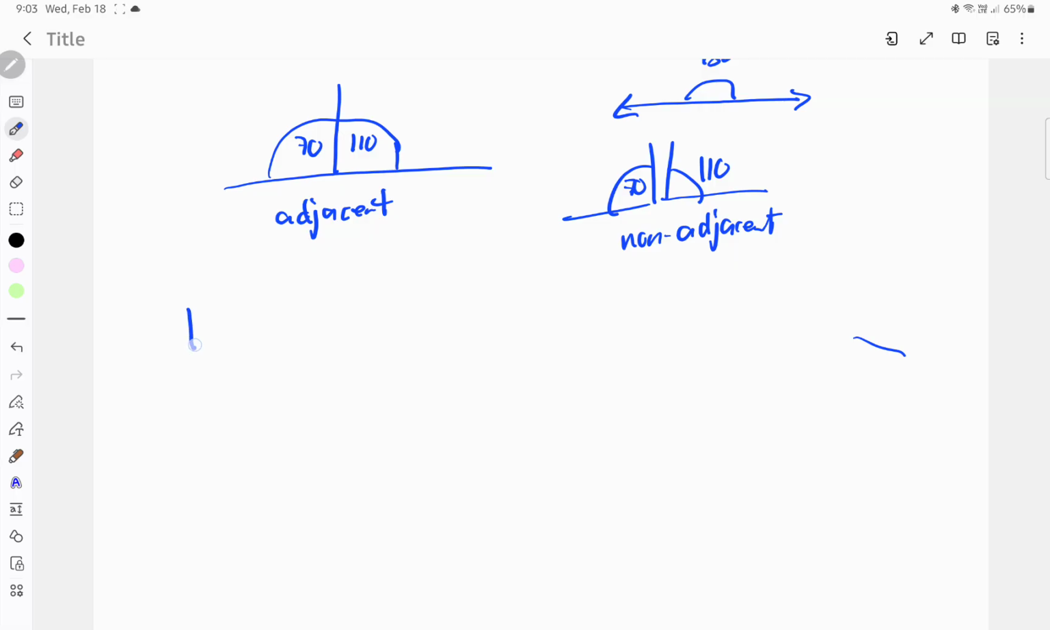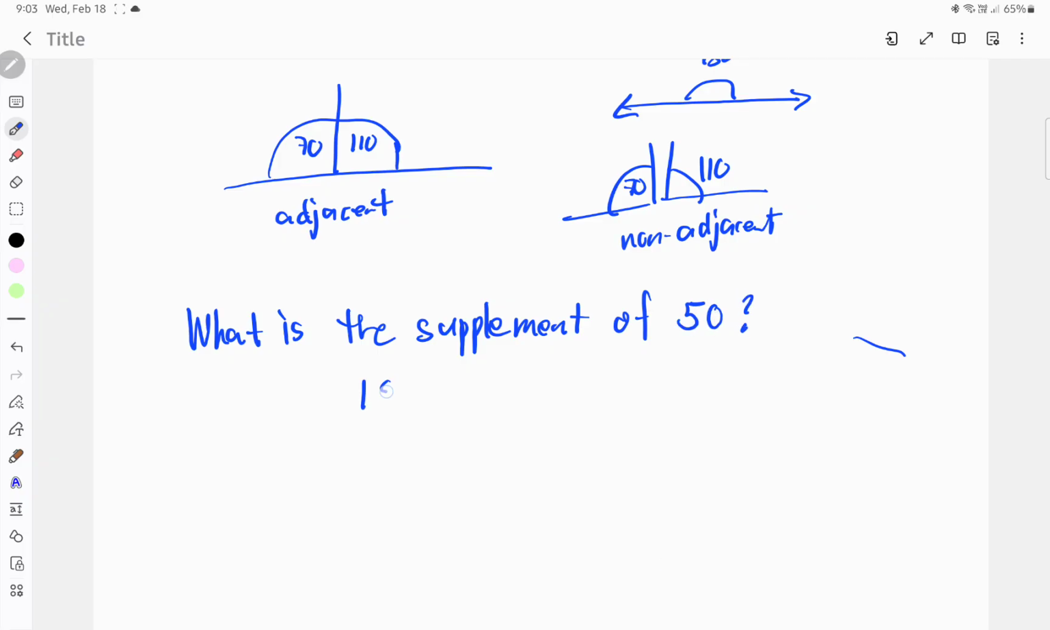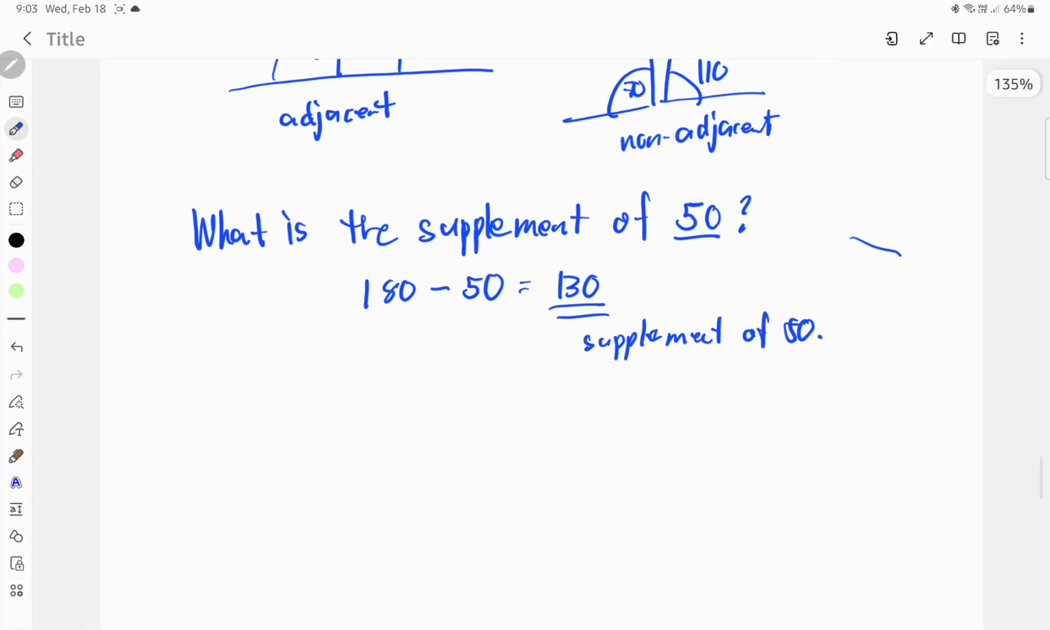So for example, if you are asked, what is the supplement of 50? You need to have 180 minus the given angle, which is 50, and the answer would be 130 as the supplement of 50.